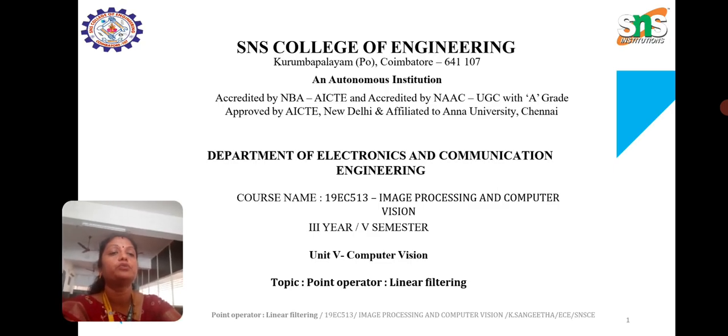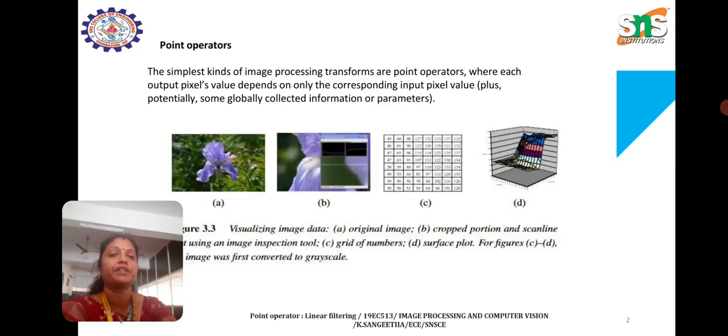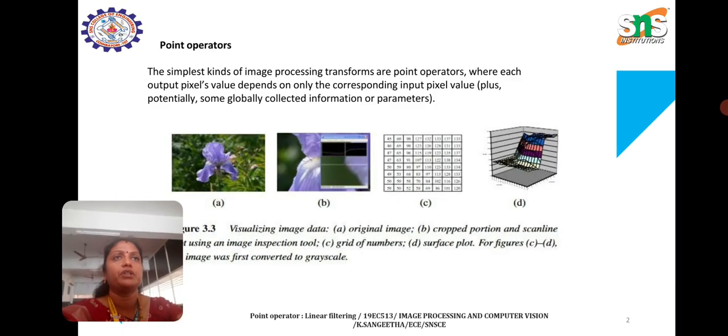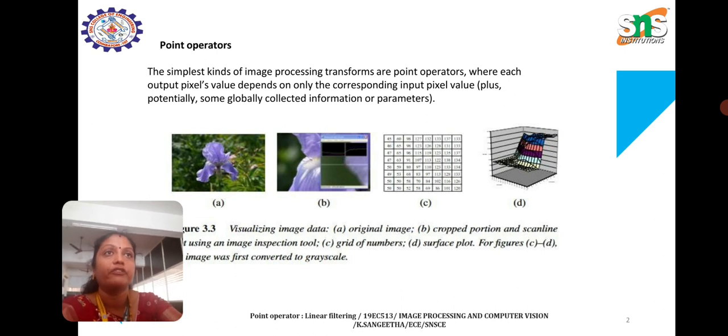So today we are going to discuss linear filtering and point operation. Let us start with the point operator. In image processing and computer vision, point operators are also known as pixel-based operations, or transformations that modify an image based on the value of individual pixels without considering their neighbors. These operations are called point operators because they act on each pixel independently, processing one pixel at a time.